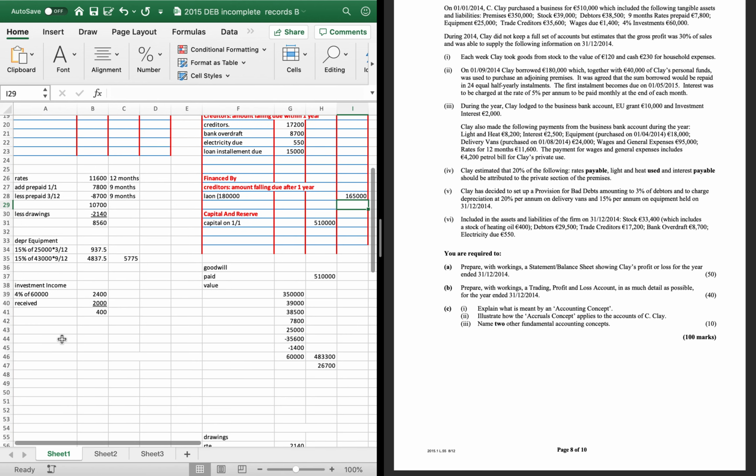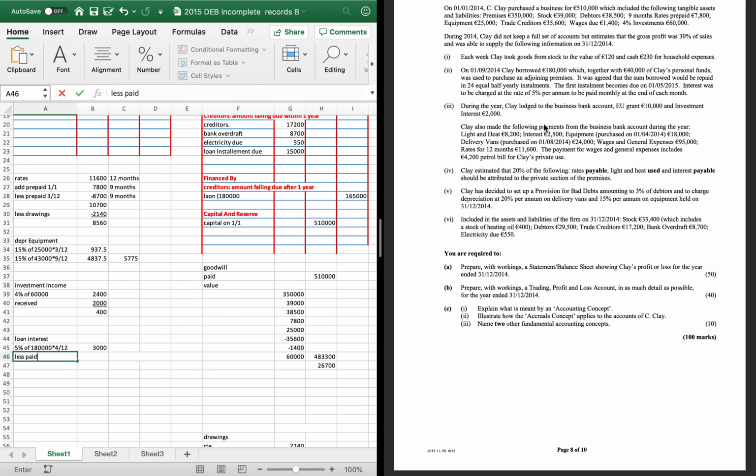So then we have our loan interest. So what's the rate? He's paying 5% per annum. So it's 5% of 180,000 for a year. But he only got the loan on the 1st of the 9th. So 9, 10, 11, 12. So that's 4 months. So 5% of 180,000 by 4/12 is 3,000. So that's his loan interest that he's going to have to pay.